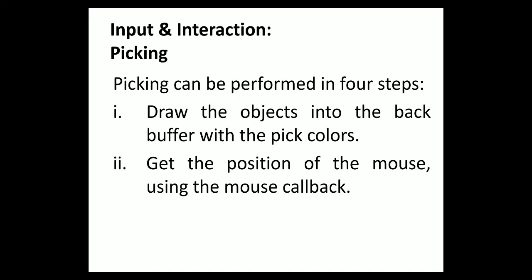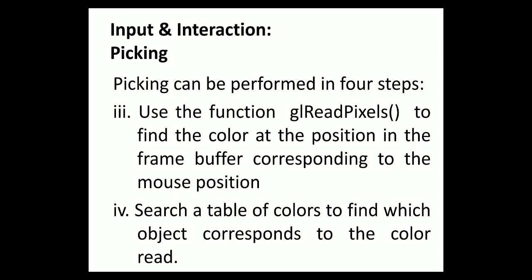So picking can be performed using 4 steps, that is, these are the 4 steps involved in the picking procedure. The first one is to draw the objects into the back buffer with the pick colors. It is nothing but wherever I am going to click, whatever colors are defined will be defined into the back buffer again. Then we obtain the value from the mouse, and with the help of the mouse callback function, we extract the value of x and y. Then we use the function glReadPixels in order to find the colors with respect to the position that has been selected, in terms of the frame buffer data. And the last step is searching the table of colors in order to obtain what set of pixels has to be picked.